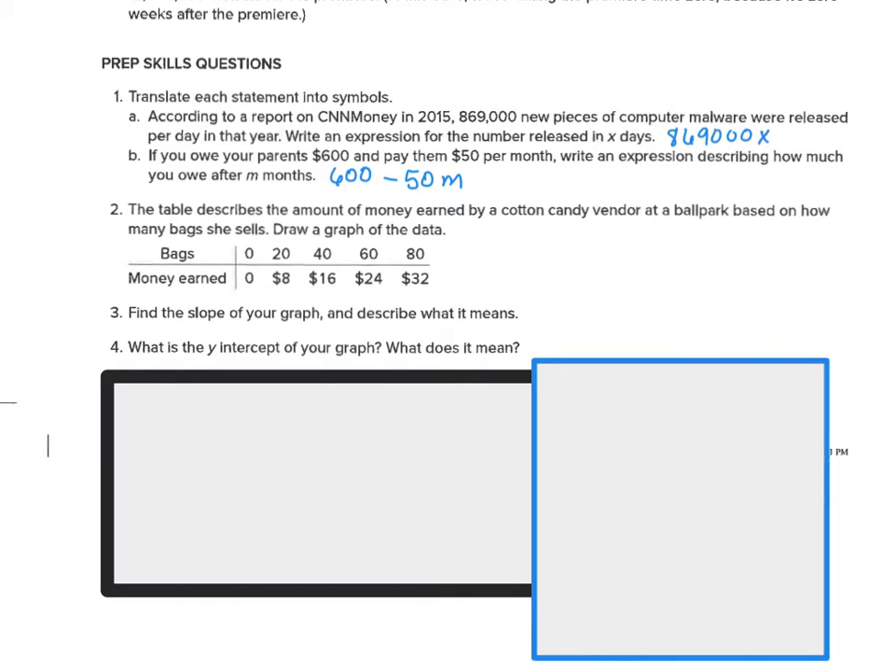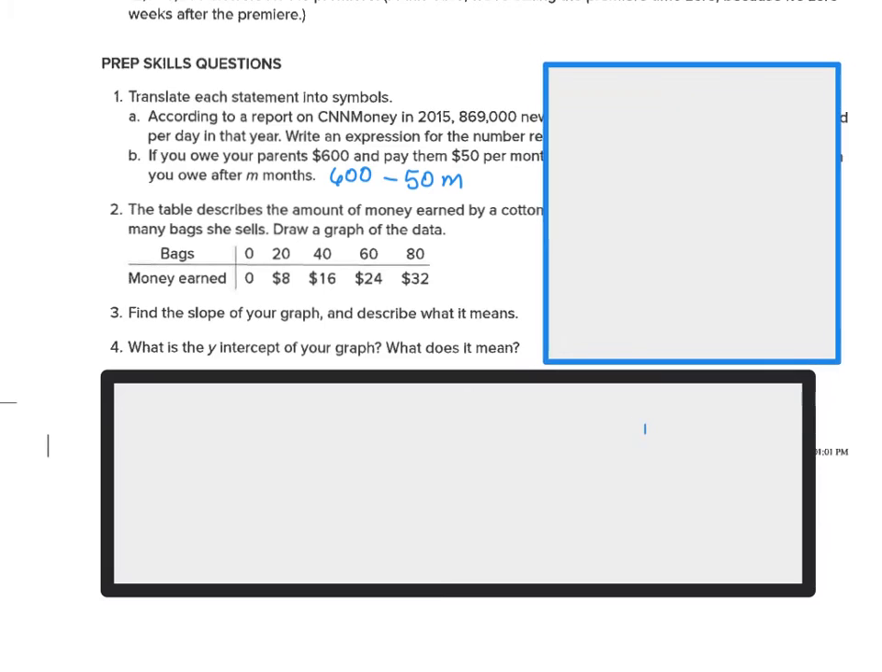Number 2, the table describes the amount of money earned by a cotton candy vendor at the ballpark based on how many bags that she sells. Draw a graph of the data. So this is going to be a little messy. We see that the input, the bags, is positive. The output, the money earned, is also positive. So it appears that we only need the first quadrant of our graph.